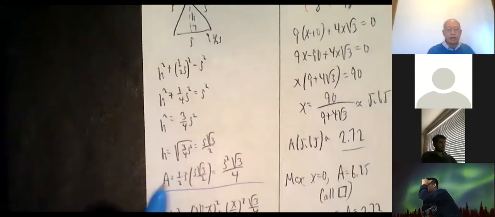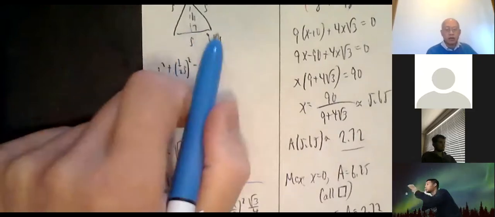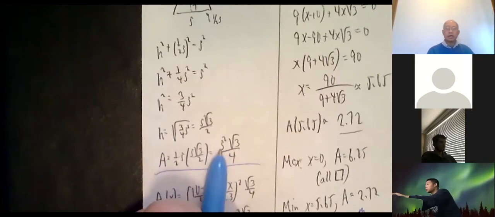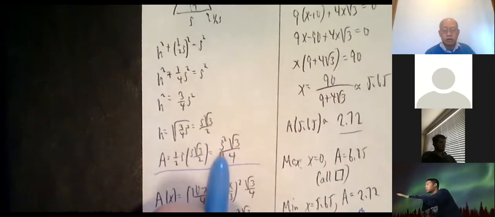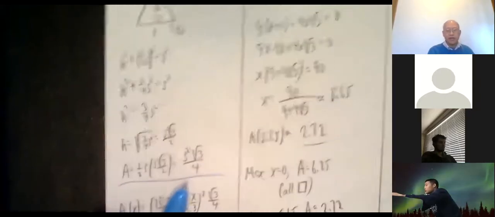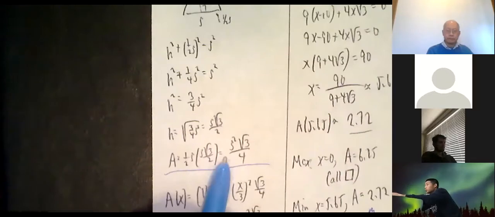And now I'm ready. Area is 1/2 base times height. So 1/2 the base is S. The height is S radical 3 over 2. S squared radical 3 over 4. So here's the formula for the area of an equilateral triangle. If you want it, you can put it on your cheat sheet, I suppose. It's not really that well known, I guess.